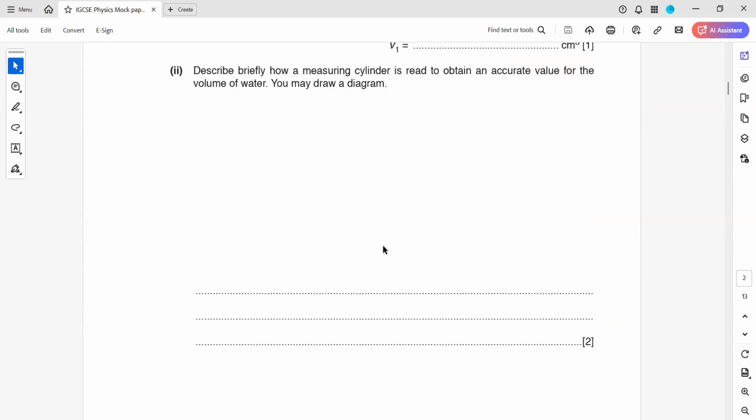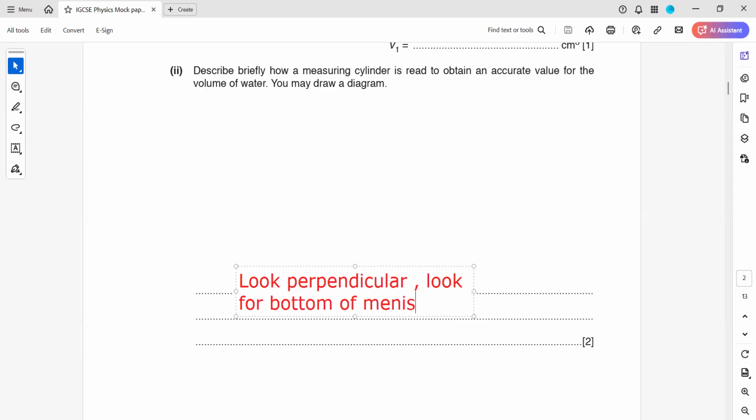So the points you should list here: look perpendicular, look for the bottom of the meniscus. Whenever we look perpendicular, it means we are avoiding a parallax error. And bottom of the meniscus, because we have a lower meniscus and a top meniscus. So for water, we always read the bottom of the meniscus.